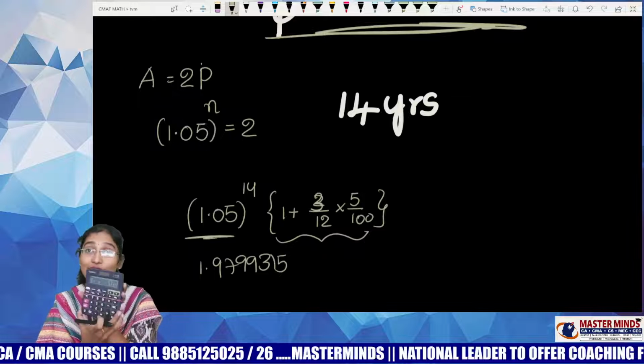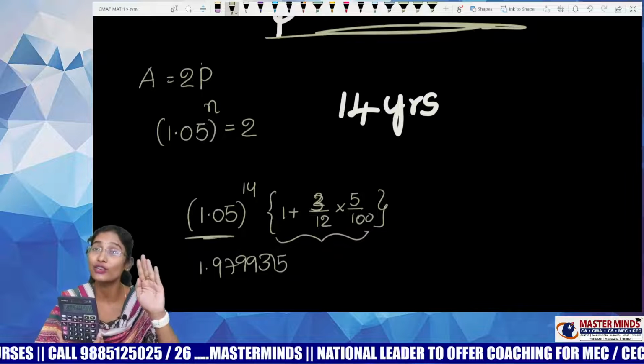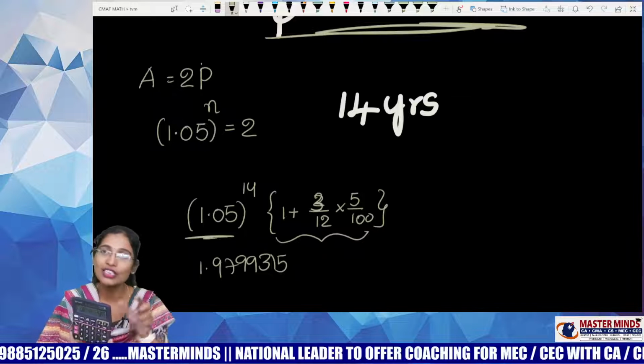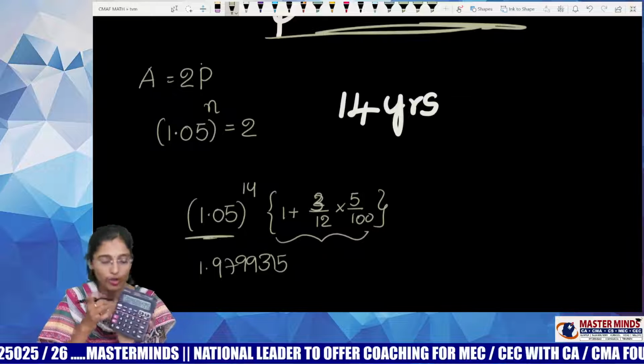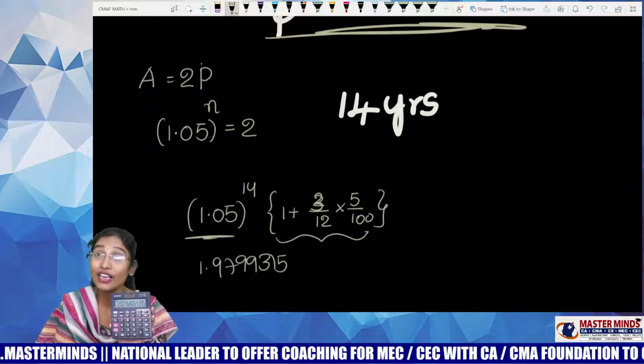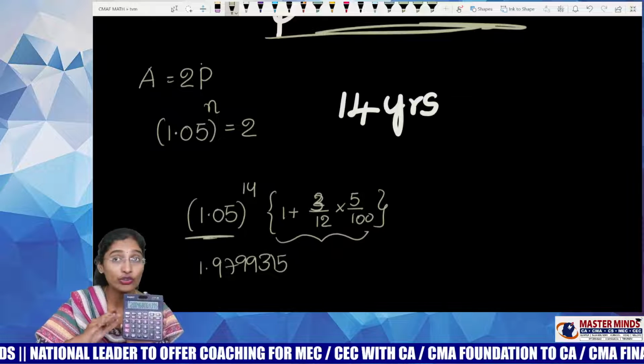The answer is 2.00. I have already told you your answer should not exceed 2. It is like 1.999. If it is 2, it should be like 2.000. But I got 2.004. It is exceeding 2. Okay, my answer should be nearer to 2 but it should not exceed 2.